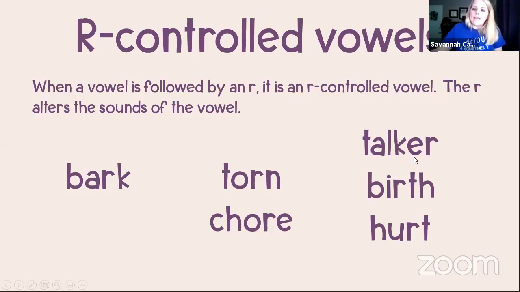I will say that ER is the most common. We add ER to the end of a verb to make a person who does that thing. So talk becomes a person who talks. If I have singer, it becomes a person who sings. Farmer is a person who farms. ER is the most common representation of the sound. IR is typically used with the oldest words in our language. IR is a really old spelling.